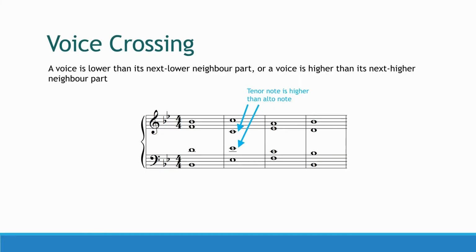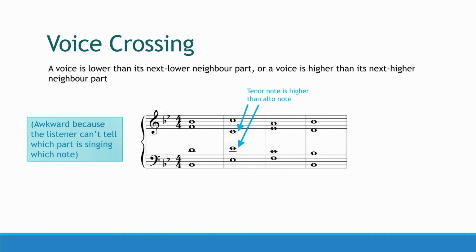Next, I want to talk a little bit about voice crossing and voice overlap. These are two related but kind of different concepts. Voice crossing is the idea that, for example, you have a tenor that's higher than your alto voice, or vice versa. And so from a listener perspective, it can be hard to tell who's the soprano, who's the alto, who's the tenor, and who's the bass. In 4-part writing, we want to be clear who is singing any of those parts at any given time.